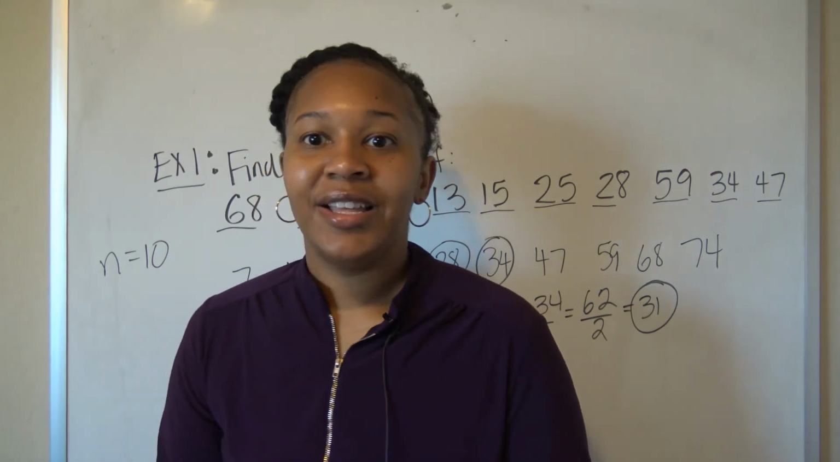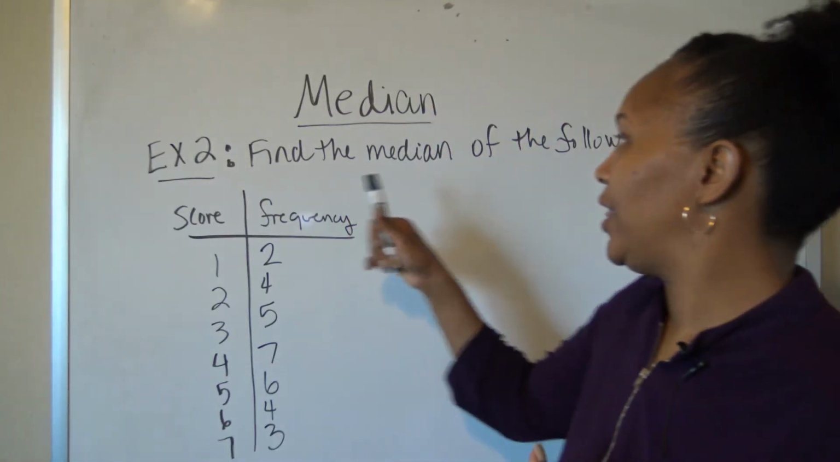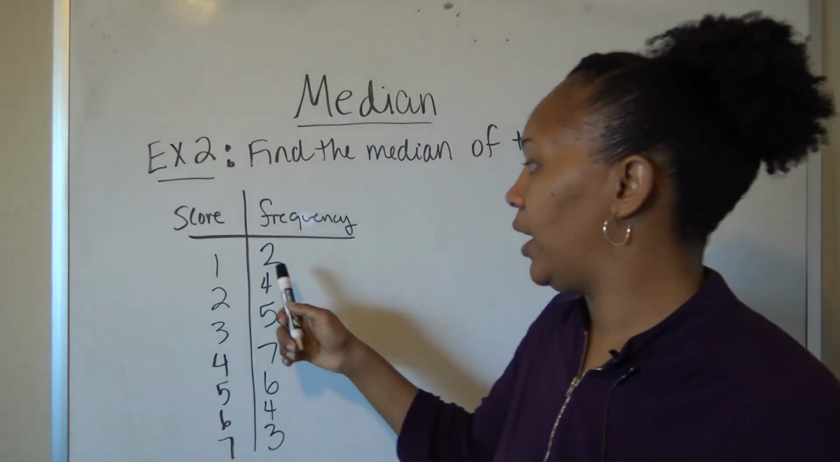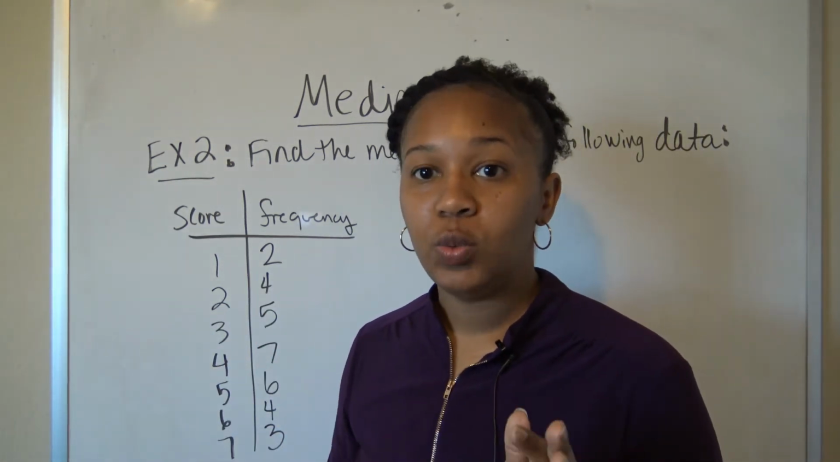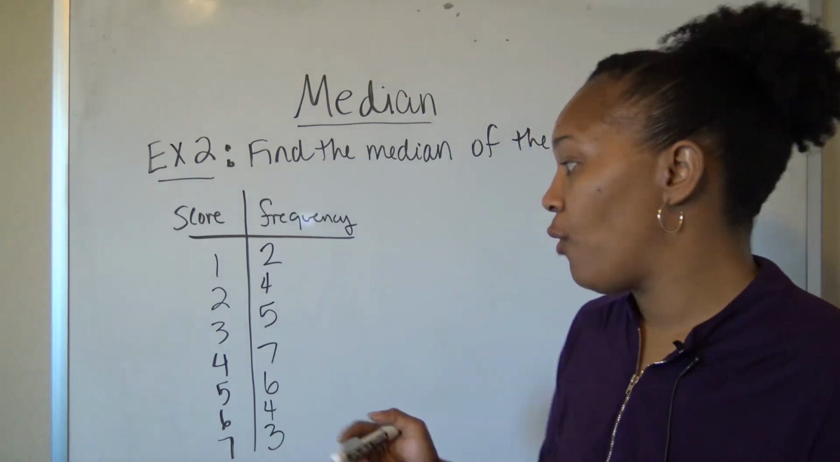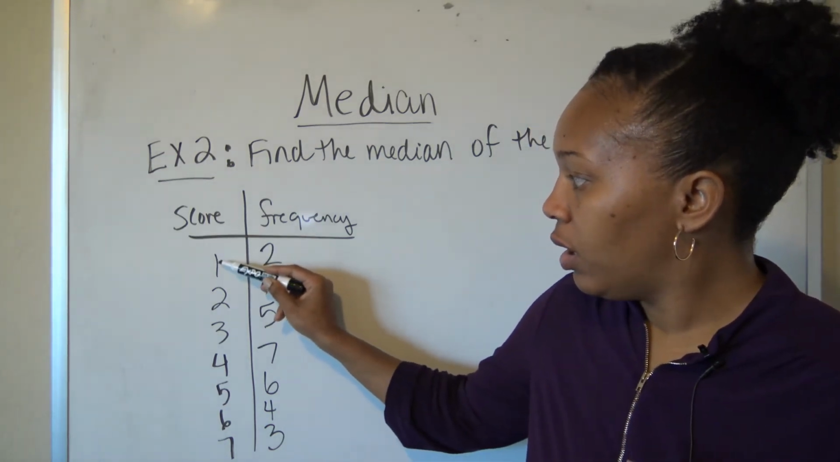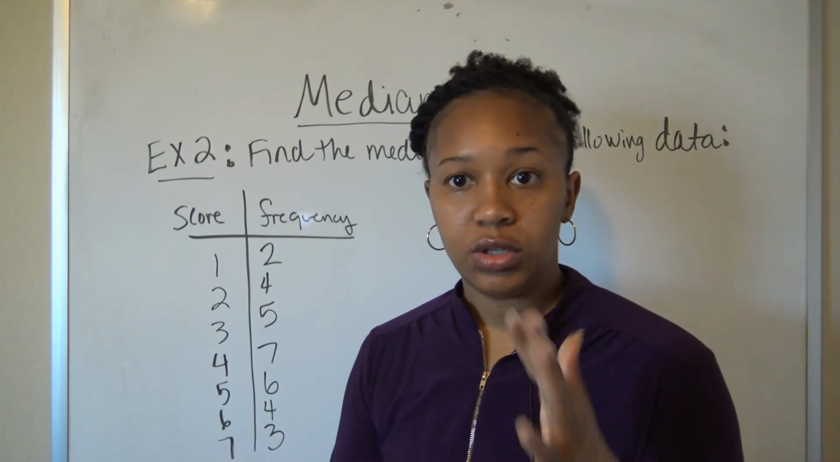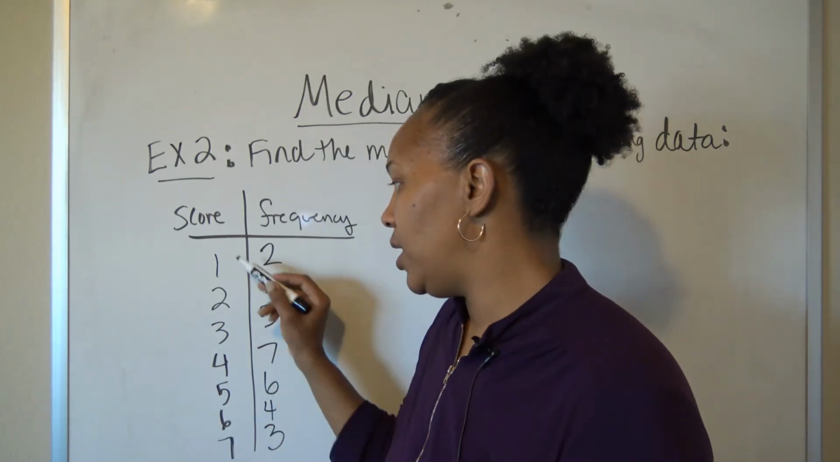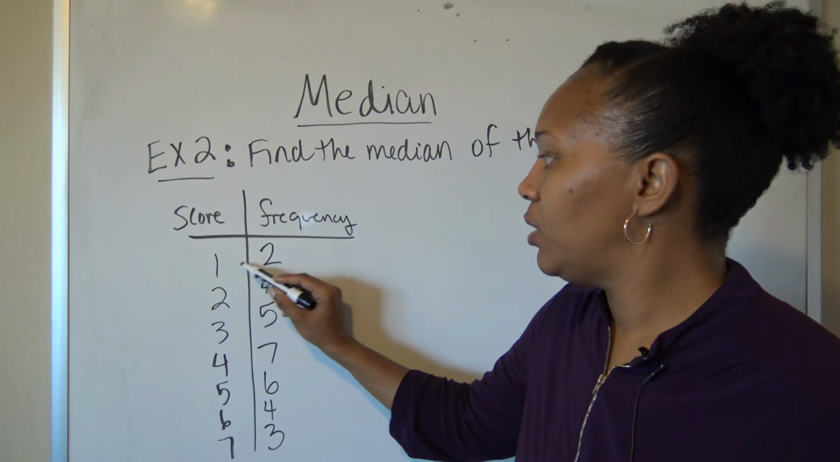All right. In this second example, we want to find the median of the following data, and this time the data is given in a frequency distribution. And so what you want to do is, the numbers are already in order, 1 through 7. The first thing that you need to do is put the numbers in order, right? But this is already in order. And so remember, this means you have 2 1s.